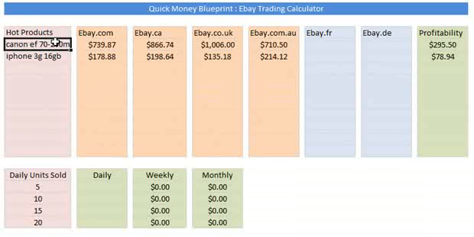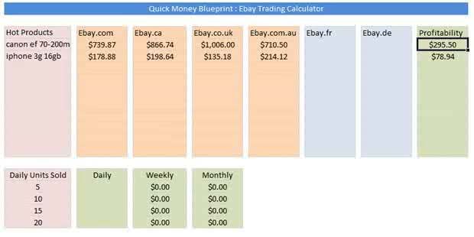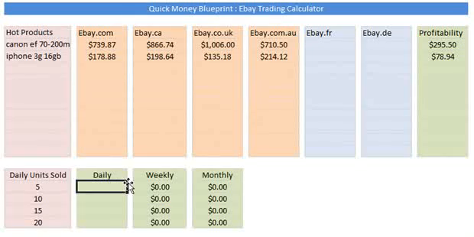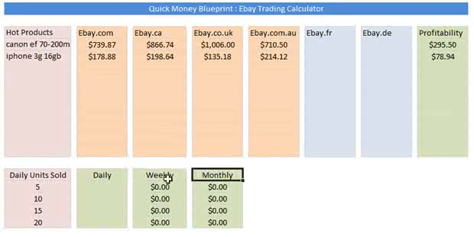I don't even know what it is, but obviously it has the most profitability, and I would not have found that if I didn't use Terapeak and look at their hot products list. So now that you have this, to finish off the calculator, down here at the very bottom, see how it says daily units sold? Where it says daily, weekly, monthly, this is your profit that you can actually make. Okay, if you just follow along here.